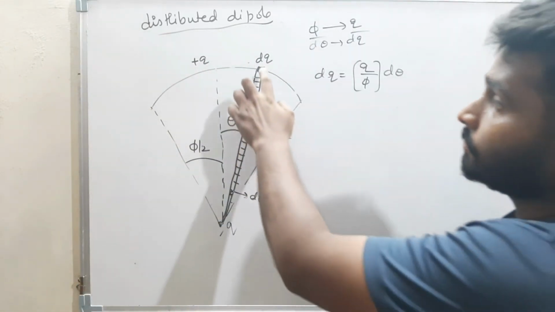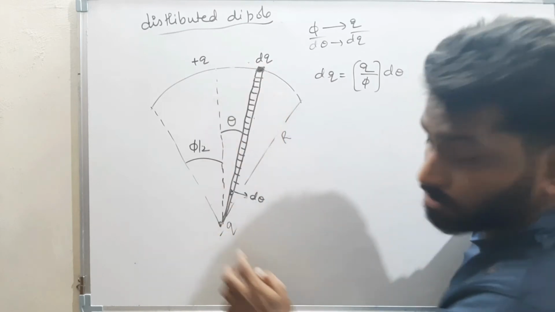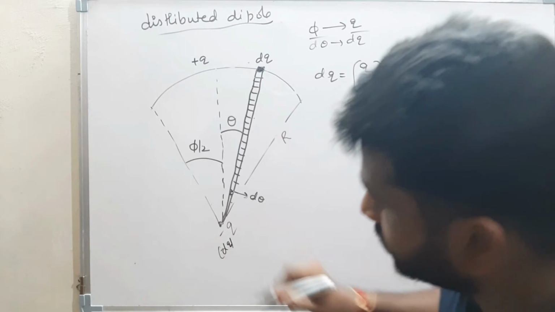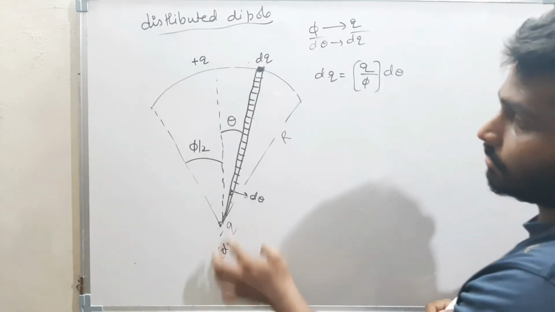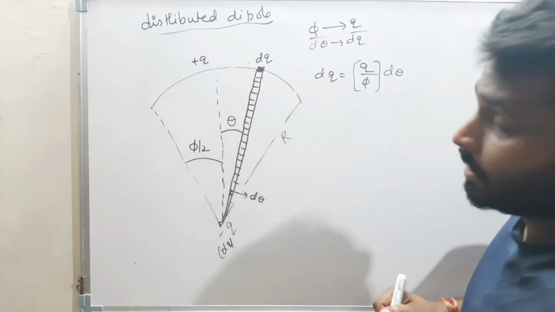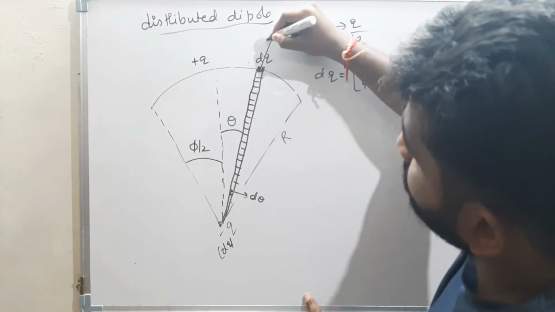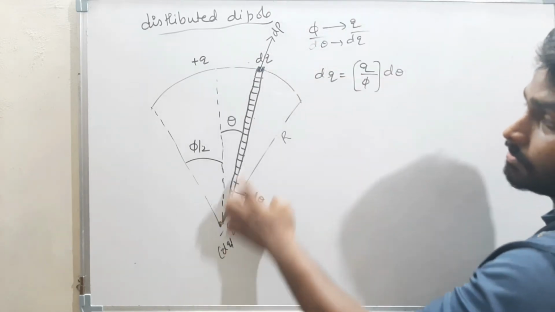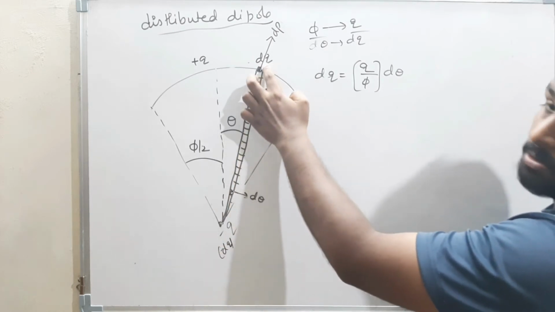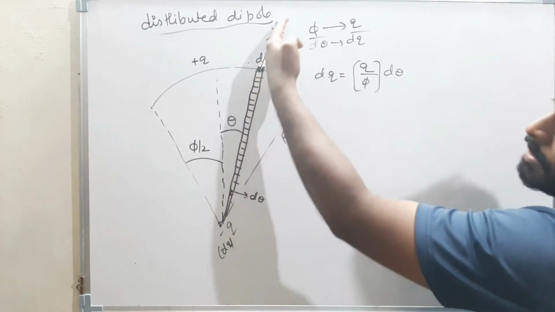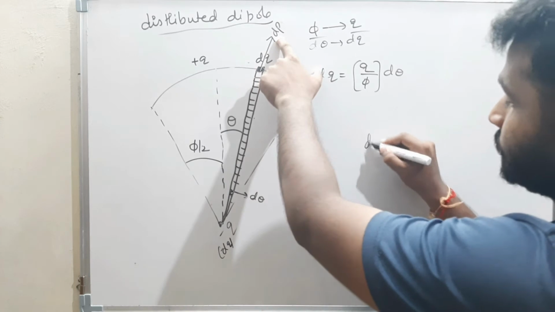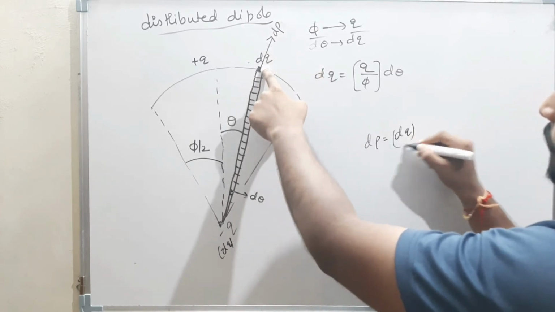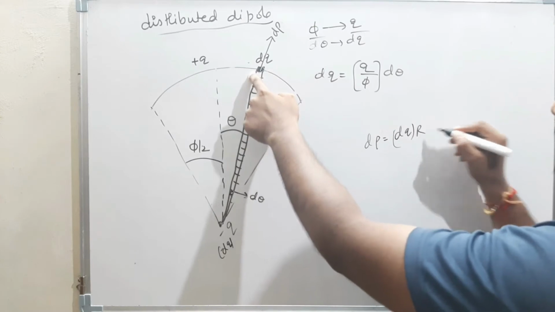Now what is the dipole? This is dq. In the center, minus q, I am assuming a small part, that is dq, minus dq. Now this minus dq and this plus dq form a dipole. This is the direction of dipole, that is dp. This is a dipole. What is dp? dp is equal to charge times distance. dq is the charge. What is the distance between? The distance is nothing but r.